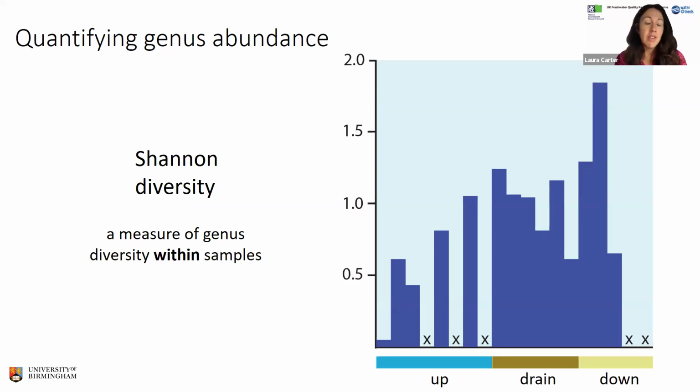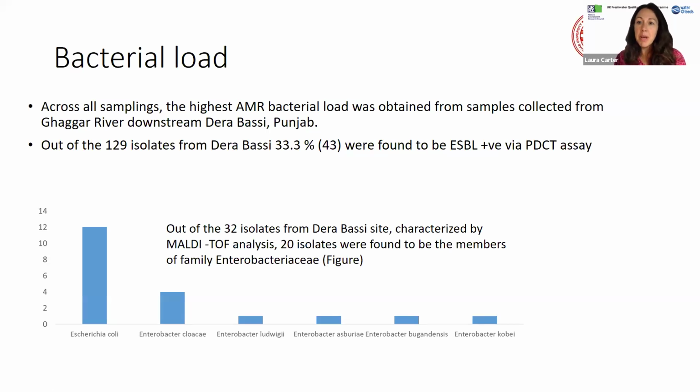To support this more in terms of quantification, we looked at the Shannon Diversity Index, which is a measure of genus diversity within samples. And as you can see again here, we have a higher Shannon Diversity Index in the drain and downstream in comparison to the upstream. And this is further supported by bacterial load analysis, carried out by colleagues in India, which confirmed that the highest AMR bacterial load was obtained from samples collected from the downstream site. So this is tying together to tell quite a nice story.